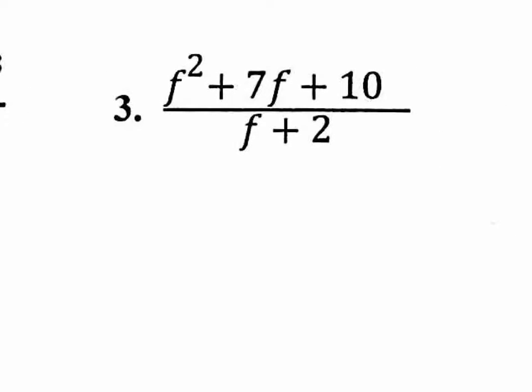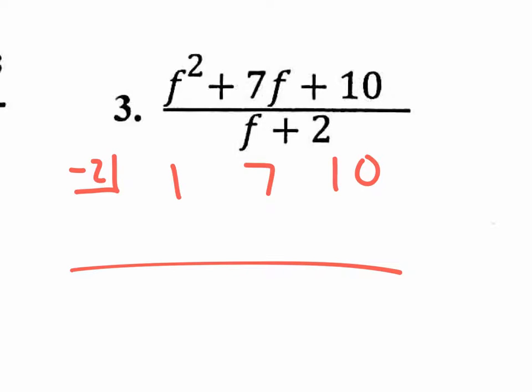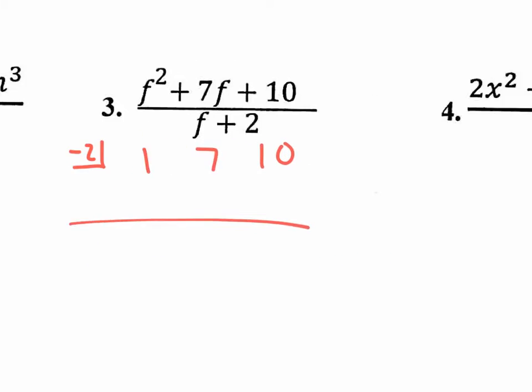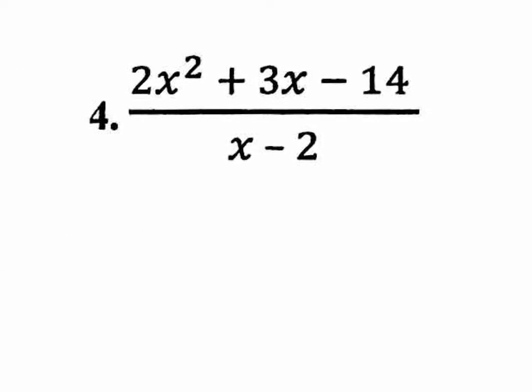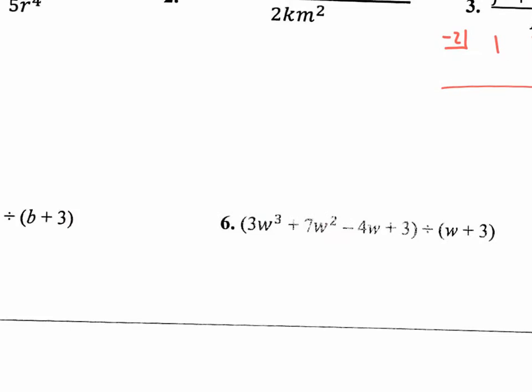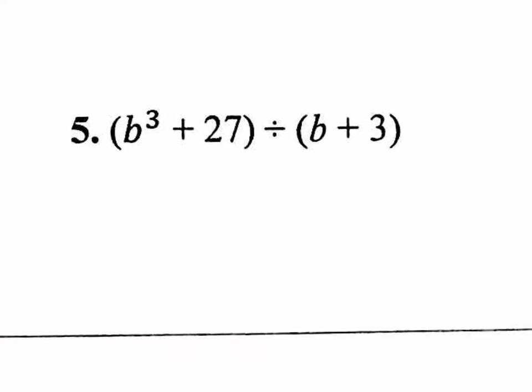Right here, you might as well divide it the quickest way you can with synthetic division. So synthetic division works right here. You simply put the negative 2 in the box, and then you put your coefficients 1, 7, and 10, and you guys know how to do the rest, right? So synthetic division is awesome. You could do it on that one. You could do synthetic division on this one. You could do synthetic division on this one.